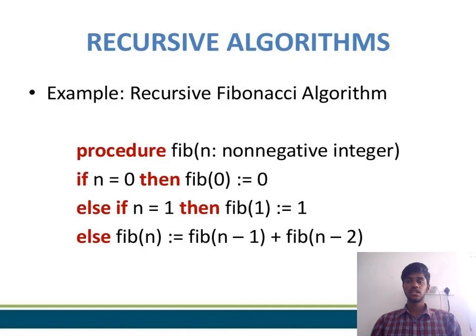The last one is recursive algorithms. An example for a recursive algorithm is the recursive Fibonacci algorithm. Now let's see the procedure for the recursive Fibonacci algorithm. Fib of n, n a non-negative integer. If n equals 0, then fib 0 equals 0. Else, if n equals 1, then fib 1 equals 1. Else, fib n equals fib n minus 1 plus fib of n minus 2.